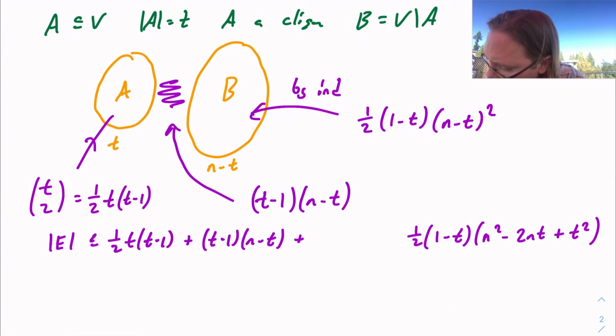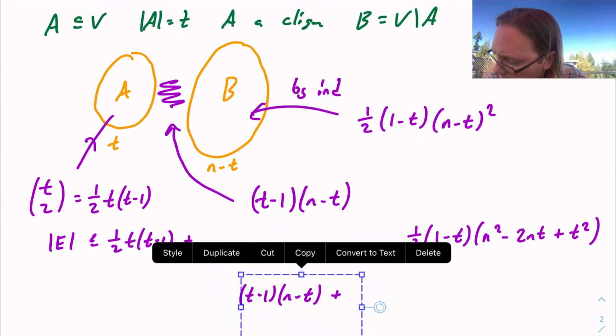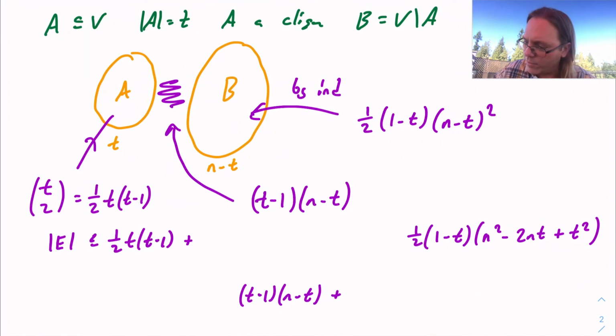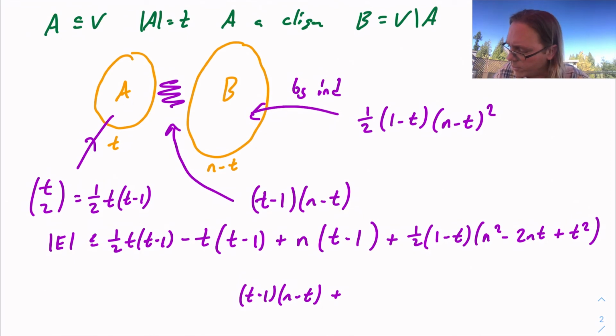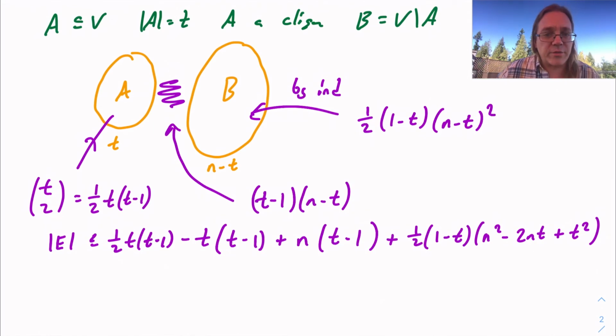In fact, look at what I'm going to do. Just drag it down here, and now I'm going to replace it by something that you'll see is obviously the same. So this is minus t times t minus 1, and then I'm going to have plus n times t minus 1. So I've just replaced this n minus t times t minus 1 with those two terms, and you can see that that was a valid use of the distributive rule.